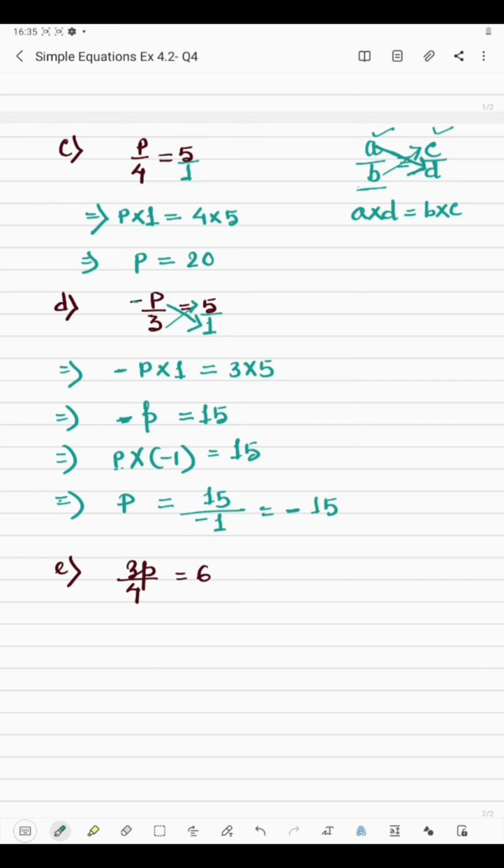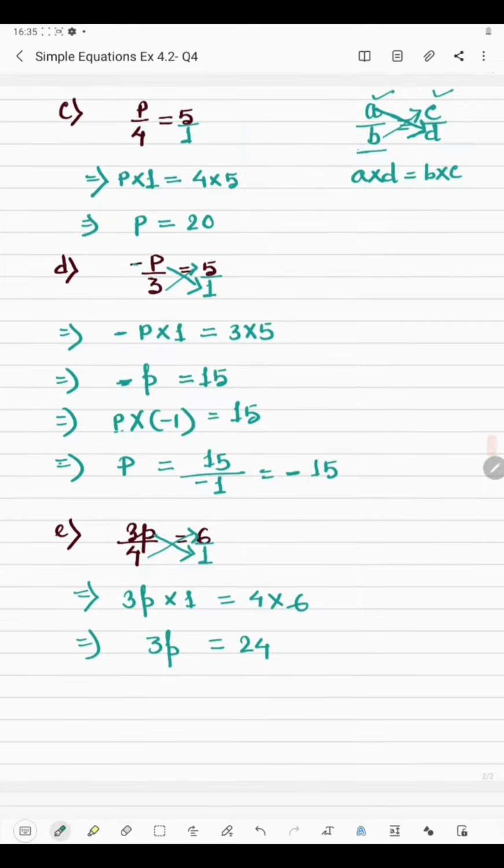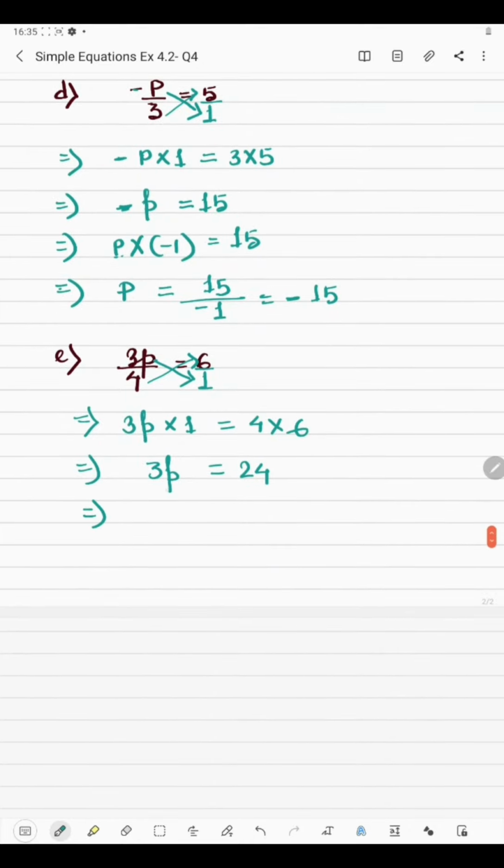Now in the next part we have 3p by 4 is equal to 6. Here no digit is given, so we can consider it as 1. Again this is a by b is equal to c by d, so we can solve by cross multiplication. Now 3p multiplied by 1 is equal to 4 multiplied by 6. Now 3p multiplied by 1 is 3p, is equal to 4 sixes are 24. Now 3p means 3 is multiplied by p. So how to find the value of the variable p?